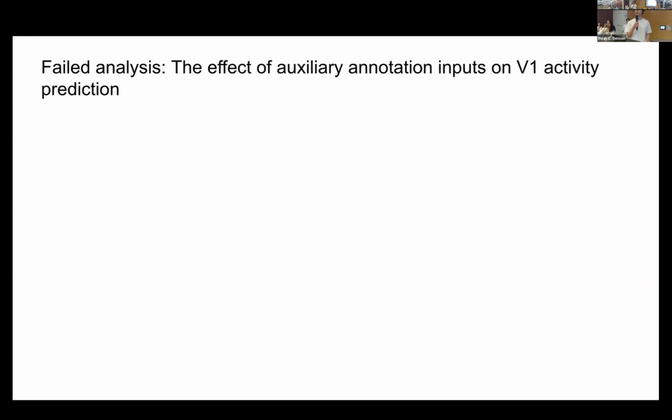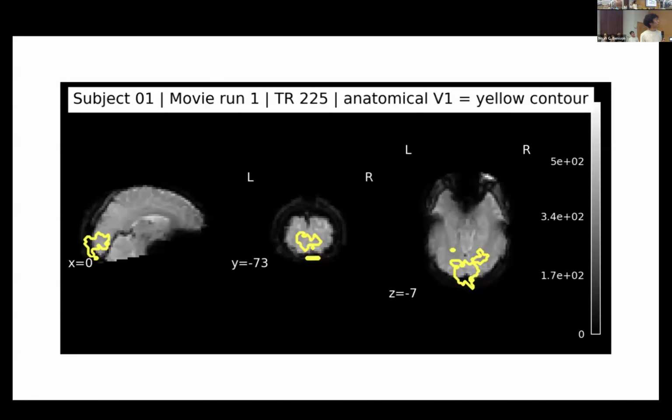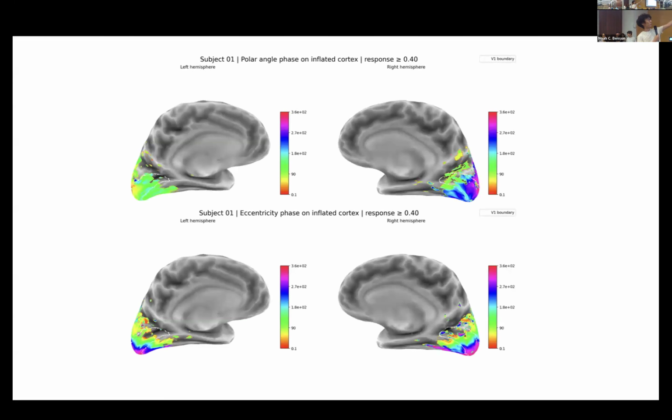I just planned to do a similar analysis, but with a focus on the primary visual cortex, but I failed at the very first step, which is localizing V1, because I had trouble accessing the data and aligning different spaces. There are multiple MRI spaces in this dataset. I pivoted to figure out those alignments and created some useless figures. This is the V1 I figured out, apparently outside of the brain, and this is the retinotopy map of V1, and I hope it is correct.